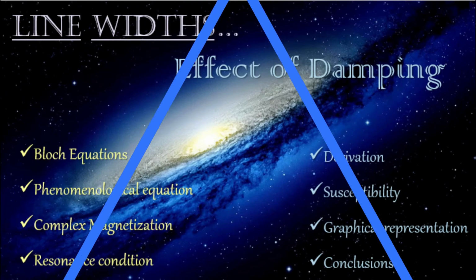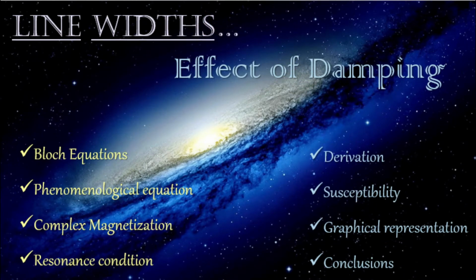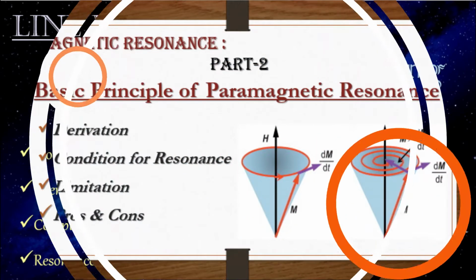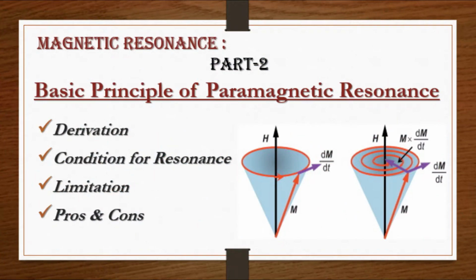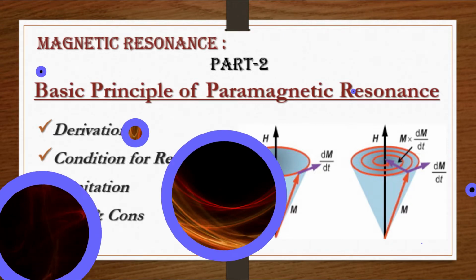In our previous class we had a discussion on line width correction, where we derived in detail and overcame the limitation of the basic principle of paramagnetic resonance. So if you have not gone through it, you can check the playlist section named Magnetic Resonance.